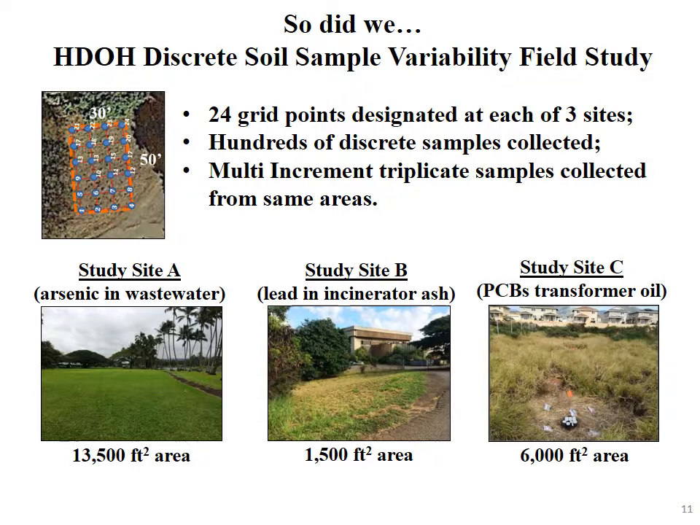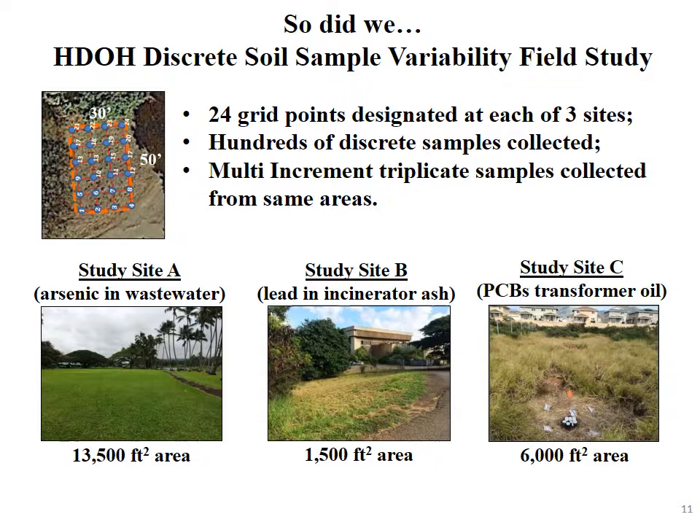Study site B was an area actually mentioned yesterday, a former incinerator, where they had taken incinerator ash and we think mixed it with fill material and then spread this around the area to level it out. In this case, you have small bits of lead contaminated incinerator ash mixed with fill material. So we expected the variability between co-located discrete samples or even within a single sample to be a little bit higher than the arsenic site.